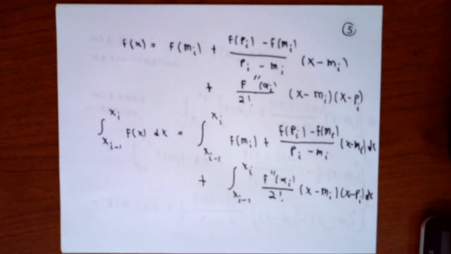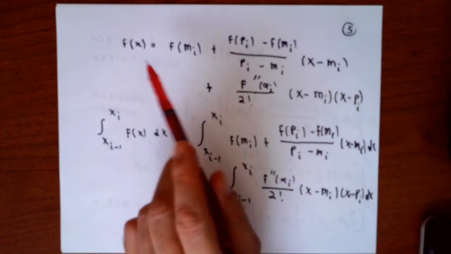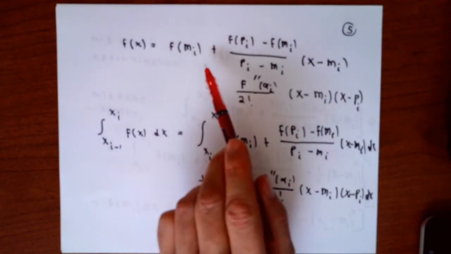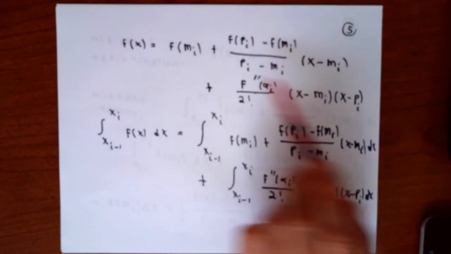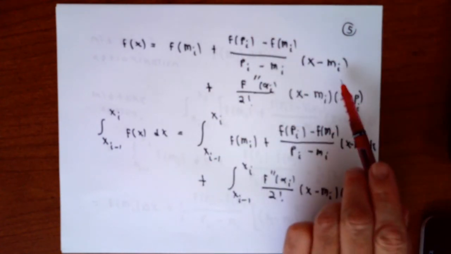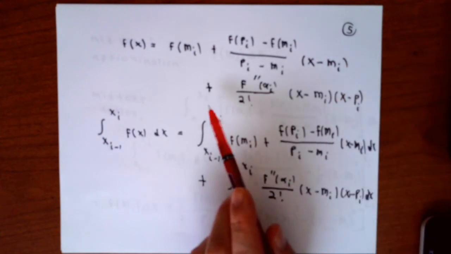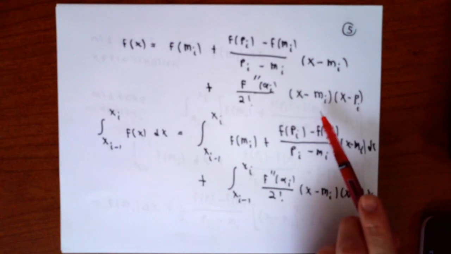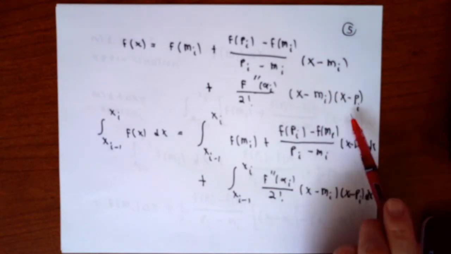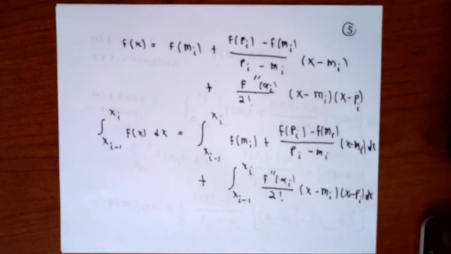Now, I'm interpolating at 2 points. My actual function value is the value at the midpoint plus the usual approximation based only on xm, plus the error term. So this is going to be the second derivative at alpha i over 2 factorial times (x minus mi) times (x minus pi).